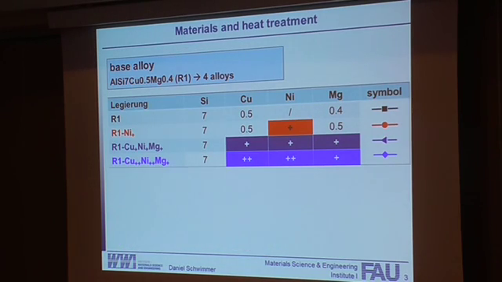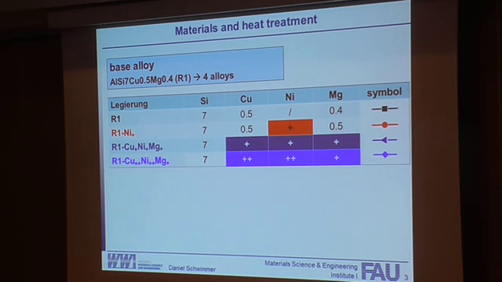So, what kind of material did we use? I want to simplify it. We have our base alloy. It's a commercial A354 alloy with 7-8% of silicon, 0.5% of copper, and 0.4% of magnesium. That's our base alloy. Based on this alloy, we change our elements like copper, nickel, and magnesium.